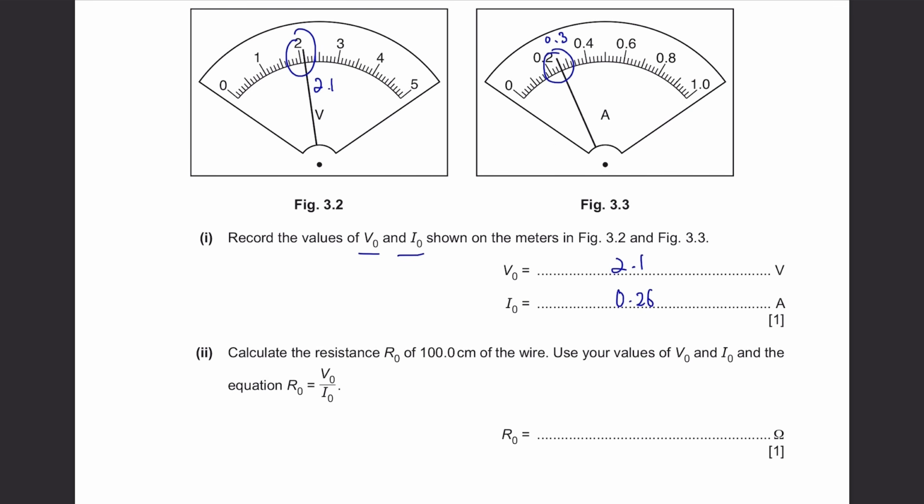Calculate the resistance R0 of 100 cm of the wire. Use your values of V0 and I0 and the equation R0 equals V0 over I0. Simple, just add in the numbers: 2.1 divided by 0.26. If you round this to 2SF, it will be 8.1. And I'll just keep on using 2SF because these two were 2SF.